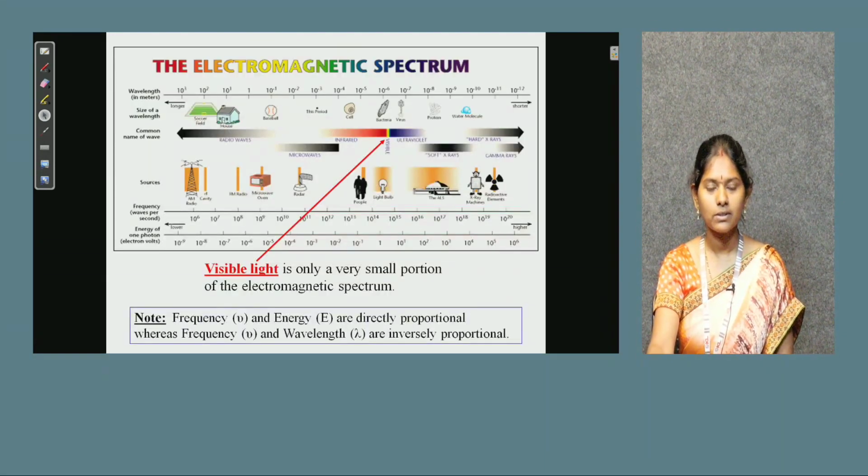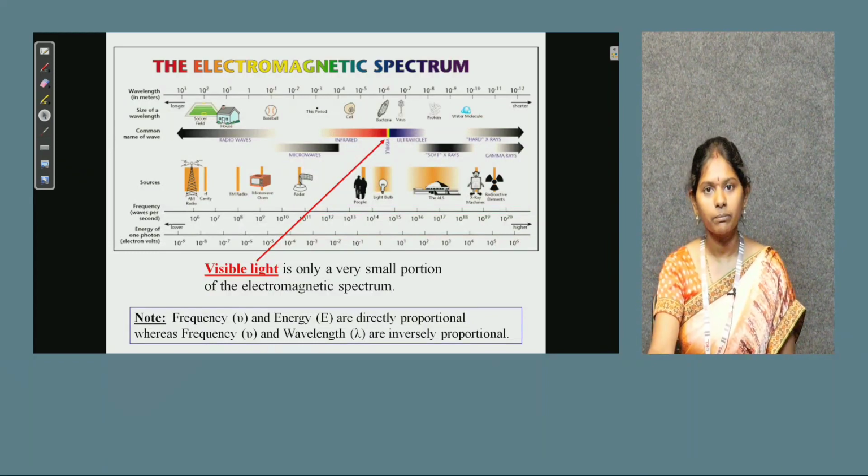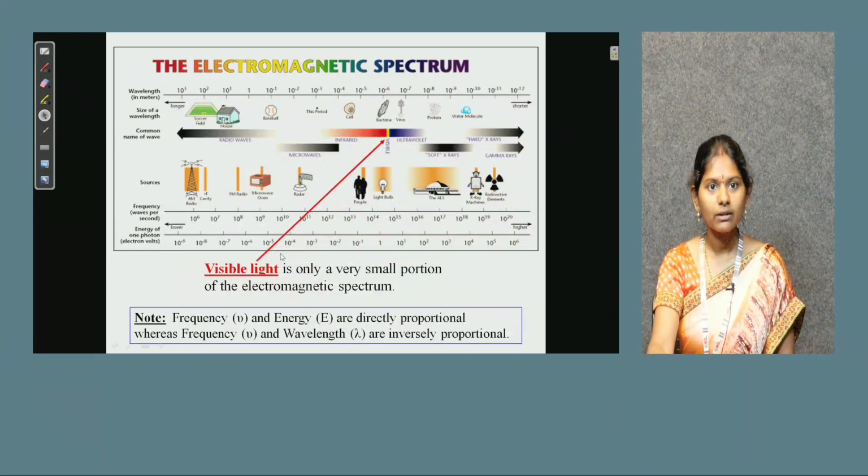Before moving towards spectroscopy, let's have a glimpse at the electromagnetic spectrum. We all know that in the universe there is an electromagnetic spectrum which is composed of various waves like radio waves, infrared rays, microwaves, UV, that is ultraviolet rays, and X-rays, that can be used for various and different applications in our day-to-day life.